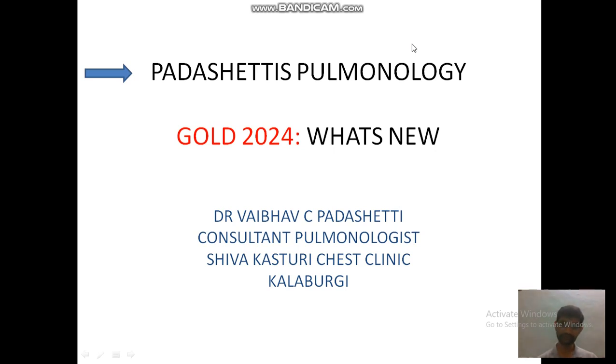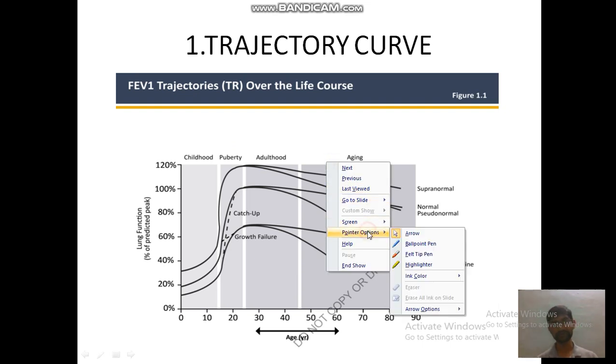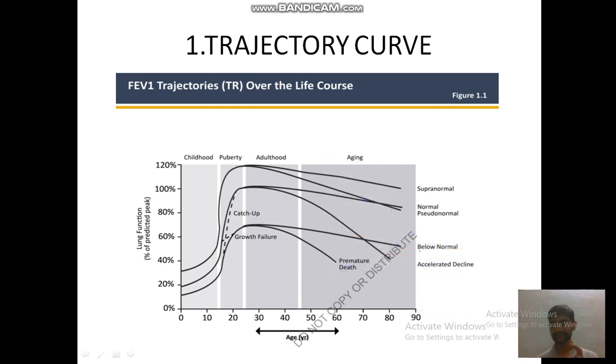Okay, coming to the first major change, that is your trajectory curve. As you all know, the lifespan of a person is divided into childhood, puberty, adulthood, and aging. Coming to the normal trajectory curve, such a person will have normal lung function at birth, and this lung function peaks during puberty, that is around 20 to 25 years of age. And as the age progresses, there will be physiological decline in the lung functions. That is your normal trajectory curve.